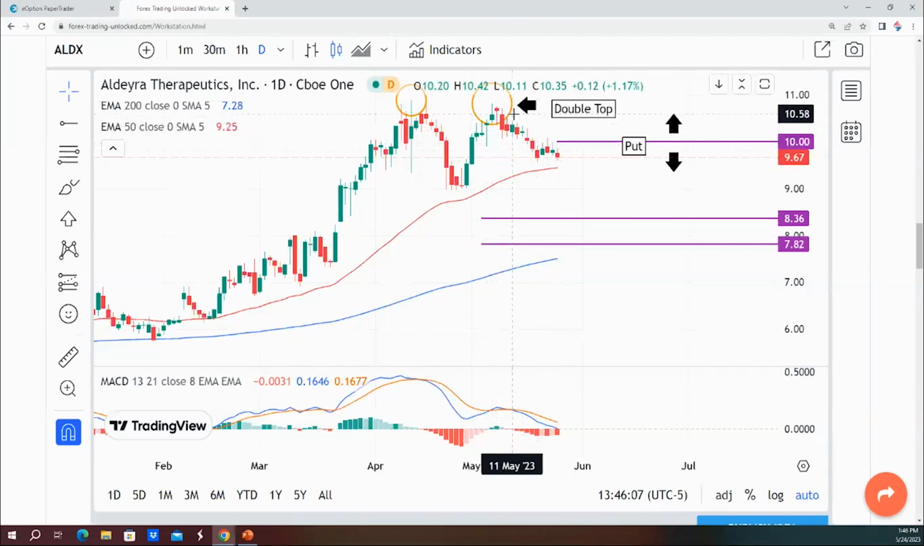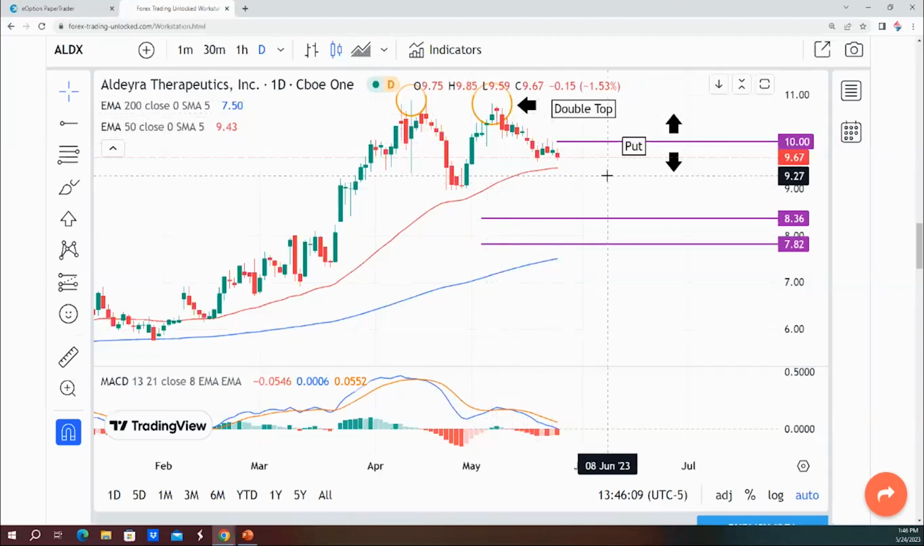So we're trading with the double top. It is longer term against the trend, but not in the short term. We're actually going with the trend. And we know that our risk is defined.